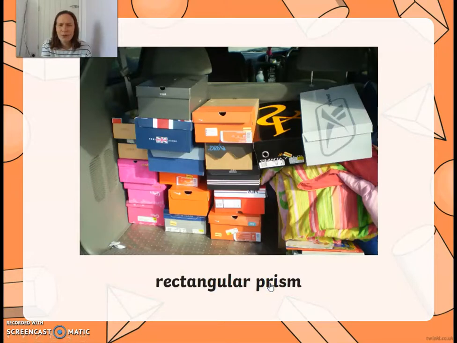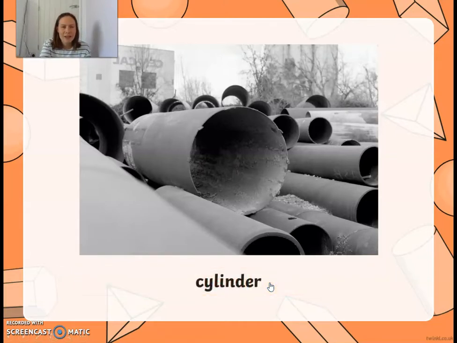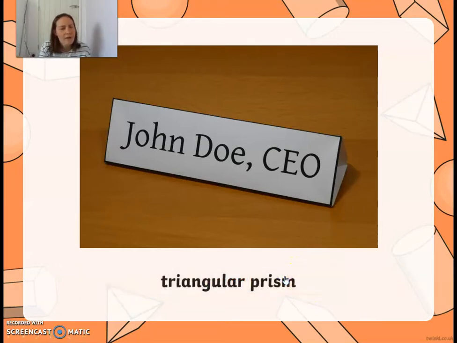Rectangular prisms. Wouldn't have got that one, would you? I wonder. Let's have a look. Fantastic. If you've got these, cylinder. Ooh. Now, it's like the rectangular prism, but I can see a triangle. I wonder. Let's see what it's called.